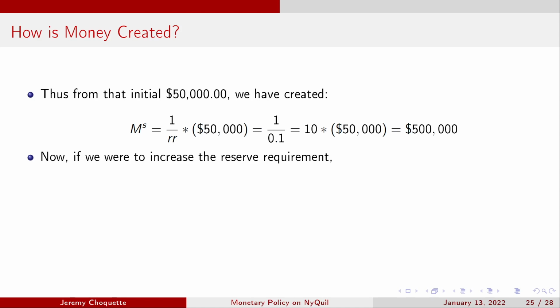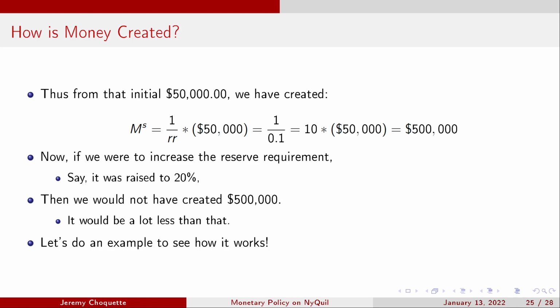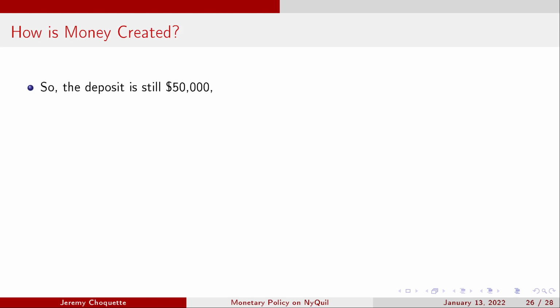Now, if we were to increase the reserve requirement, say we wanted to double it, raise it to 20%, then we would not have created $500,000. We would be creating a lot less than that because banks have to hold on to more. They don't get as much that they can lend out. Therefore, the amount of money that gets created is going to be much less. So let's do an example of this to see how it works.